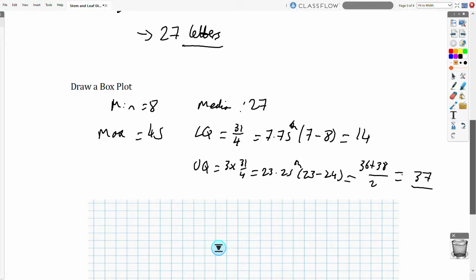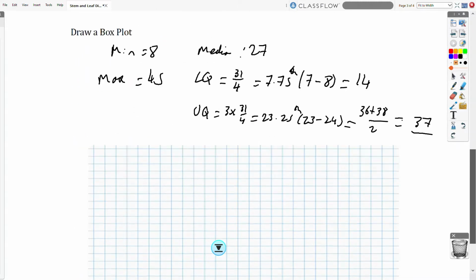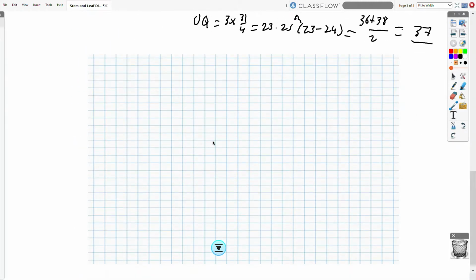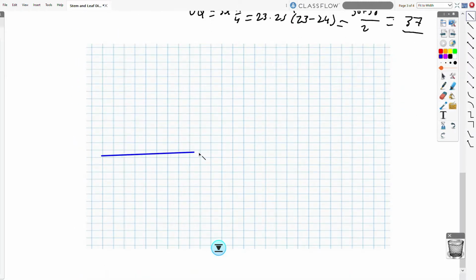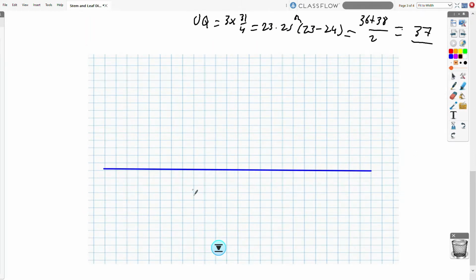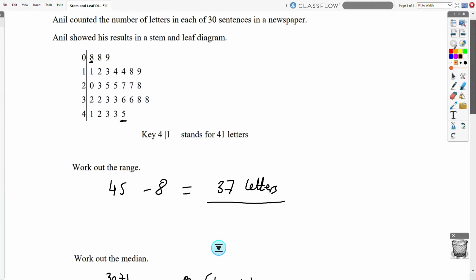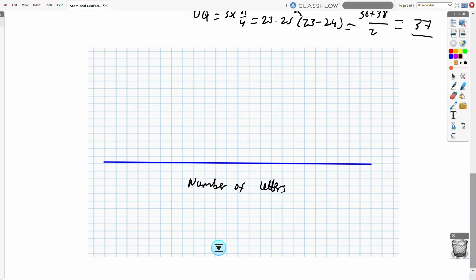We now need a scale. So we're looking at the number of letters. So let's draw a straight line across here. And let's label our axes. So it's number of letters. Now remember, the highest value is 45 and the lowest value is 8. So let's go 5 across for every 2.